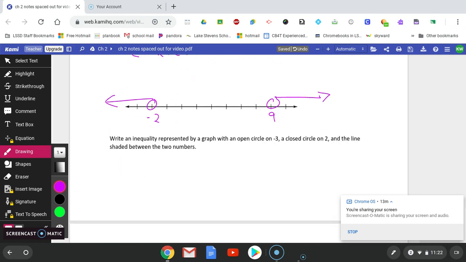All right, last thing to look at says to write an inequality represented by a graph with an open circle on negative 3. So we can visualize this. Open circle on negative 3 and a closed circle on 2. And the line is shaded between the 2 numbers. So if the line is shaded between the 2 numbers, we know it's going to be an and, which means that this open circle had to have an arrow going this way and this closed circle had to have an arrow going that way.